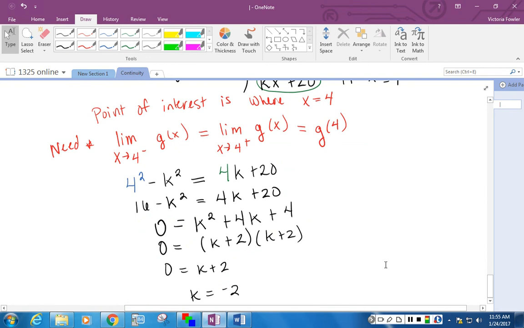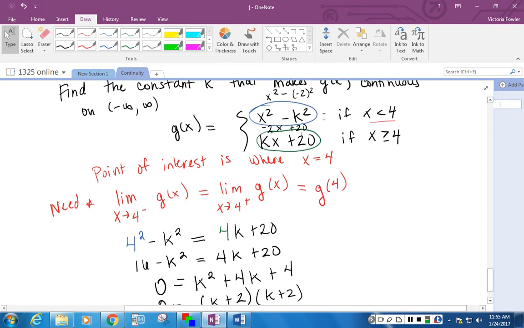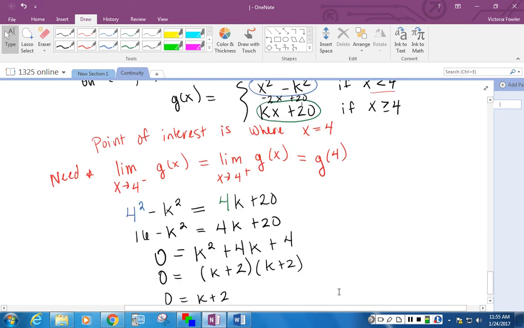You would also do a similar thing if we had multiple conditions. Perhaps there are some more conditions where it changes, like where x is equal to negative 1 or 0, and those would be points of interest where you do this similarly. And that should wrap up continuity. Make sure that you understand all those conditions to ensure that something is continuous.